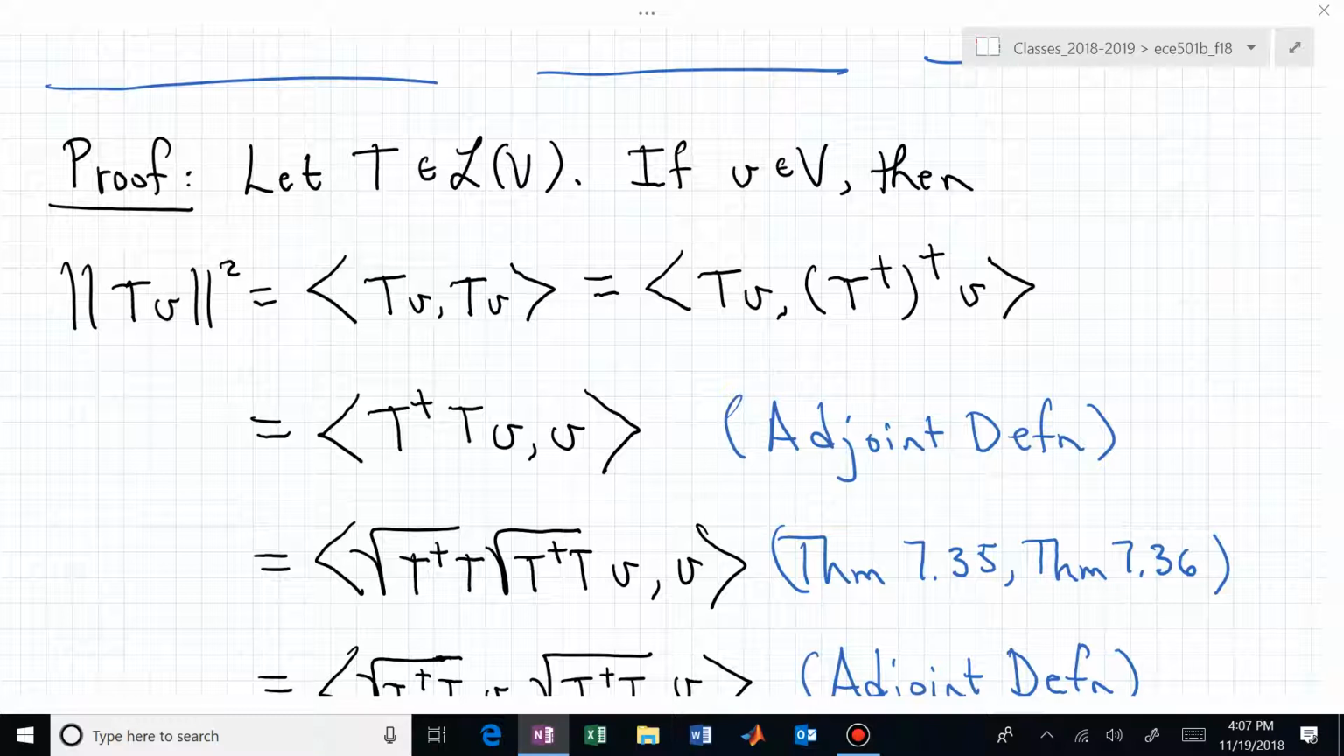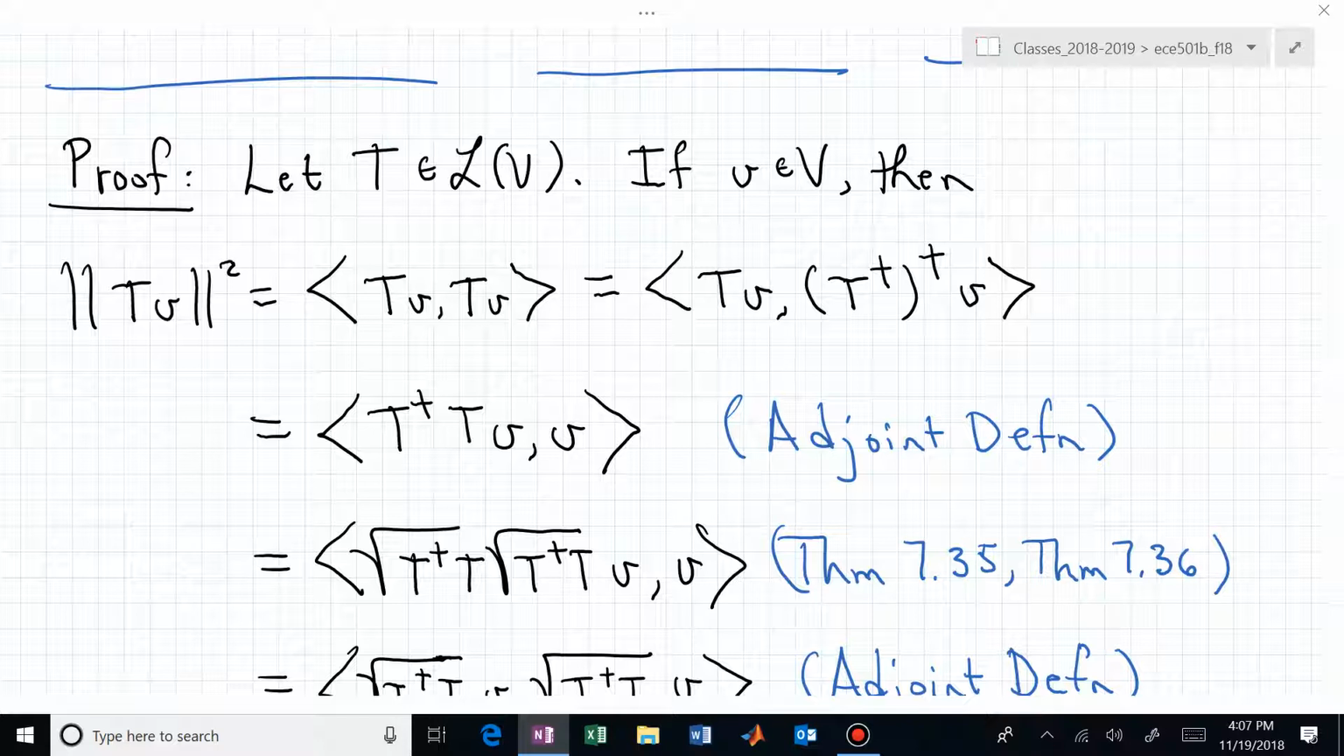We can look at the square of the norm of Tv. Tv is just a vector. We can find the norm of that and square it. But once we start thinking about squaring norms, we can think in terms of inner products.